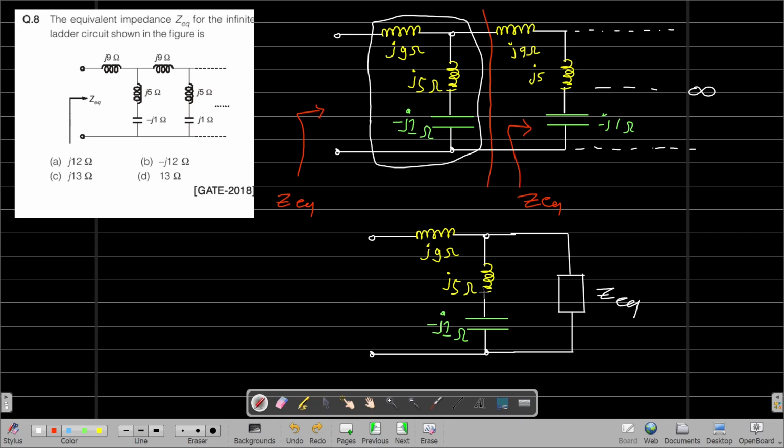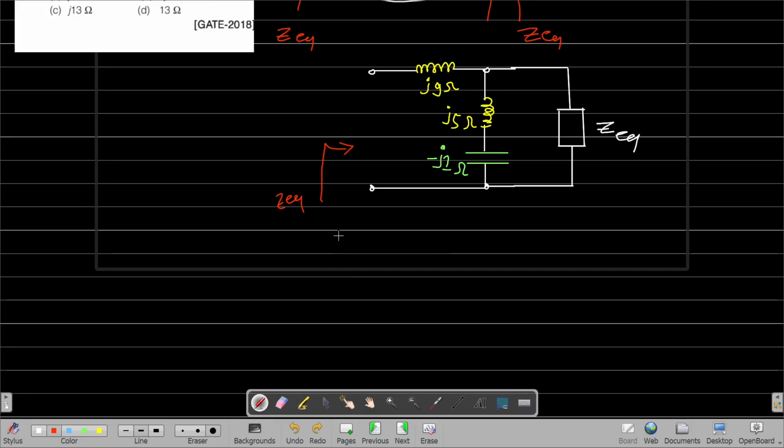Now we have the equivalent resistance. For the whole infinite ladder, we assume Z equivalent here, and again here is Z equivalent. This is our simplified diagram. So let's simplify this diagram again.